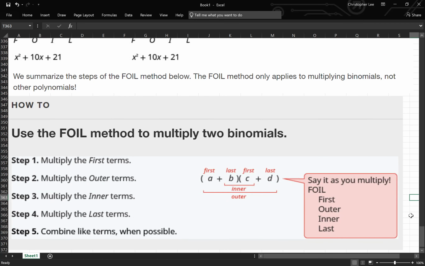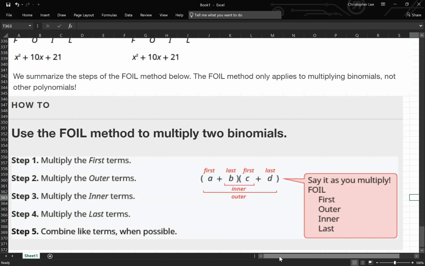Step one, multiply the first terms together, right? So the first terms being the first and the first. Step two, multiply the outer terms, right? So it's going to be the first and the last. Step three, multiply the inner terms, right? So that's going to be the B and the C right here. And then step four, multiply the last terms, right? So that's going to be the B and the D right there. And then you combine the like terms when possible, right? So say it as you multiply: FOIL, first, outer, inner, last.